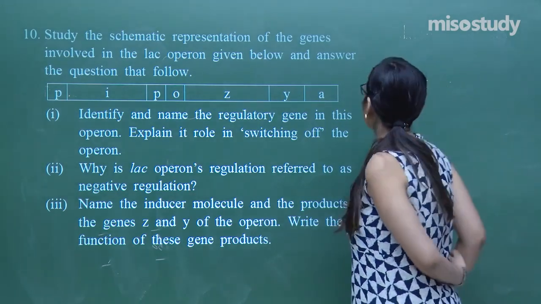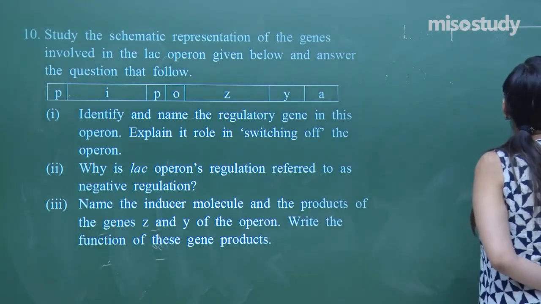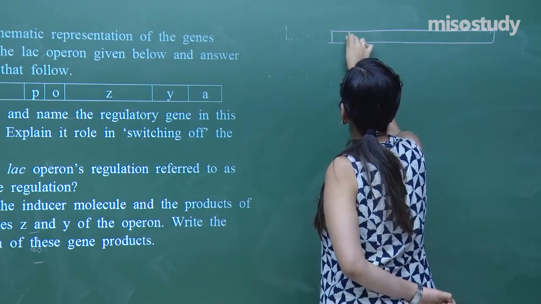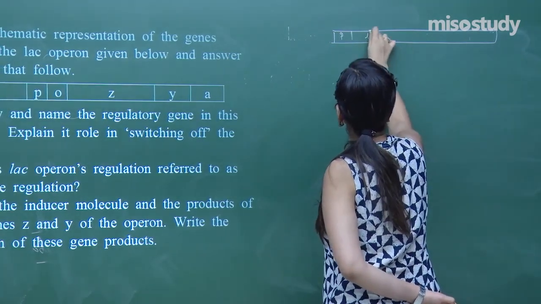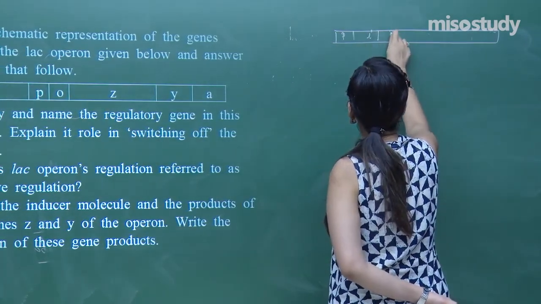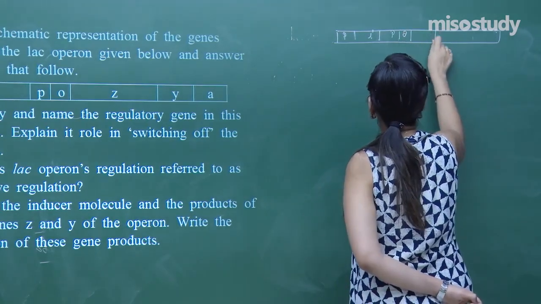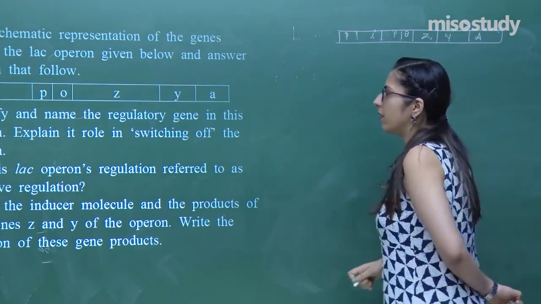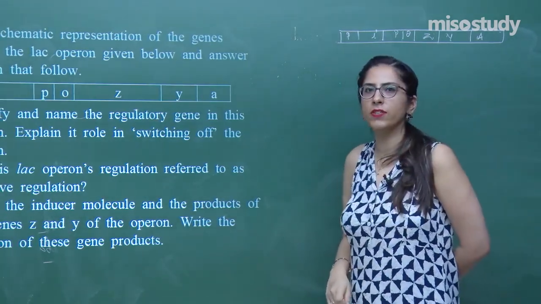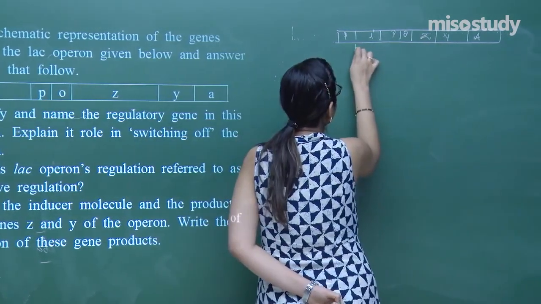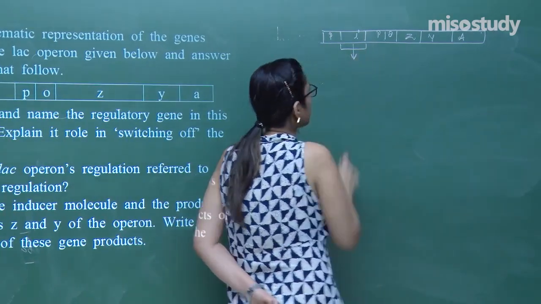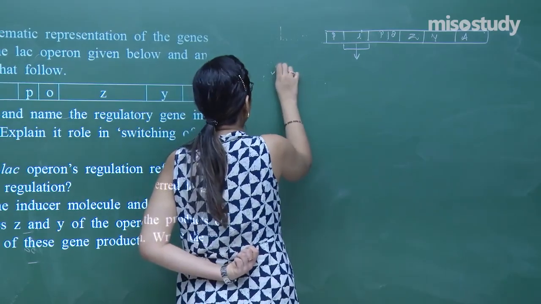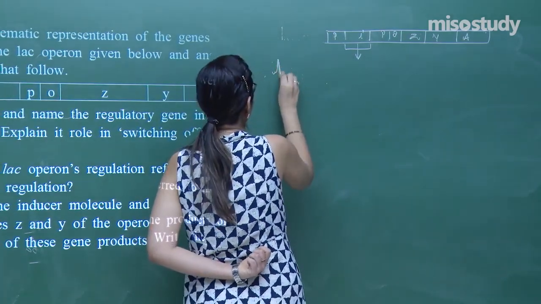Now, let's draw the same over here. We have the inducer, this is a promoter, this is an operator. Three structural genes are present: Z, Y and A. First, we have to identify the regulatory gene. In this case, the regulatory gene is this one. I is the regulatory gene. So, the answer is I.